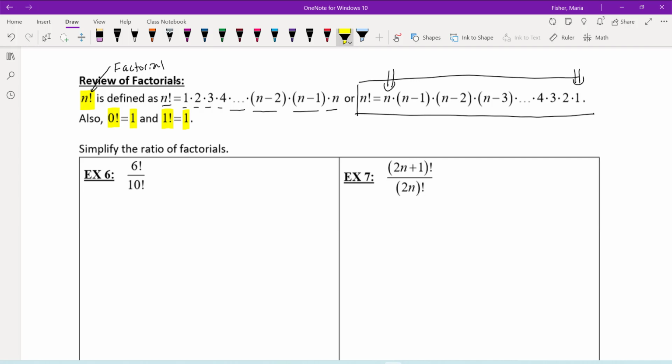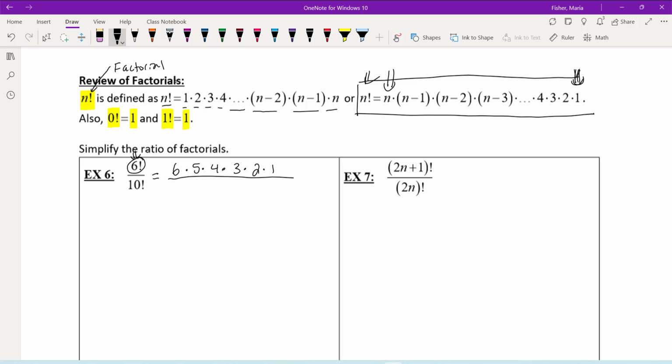So let's simplify the ratio of factorials in examples 6 and 7 and then determine if a sequence that uses factorials converges or diverges. One of the ways to simplify the ratio of factorials is to list out all of the numbers you're multiplying. So 6 factorial is going to be 6 times 5 times 4 times 3 times 2 times 1, because it's going to be that n all the way down to 1, subtracting 1 each time.